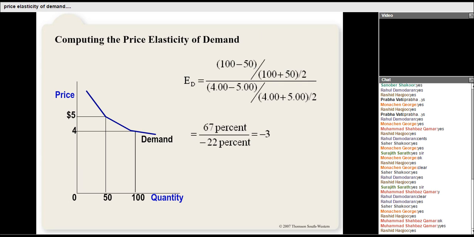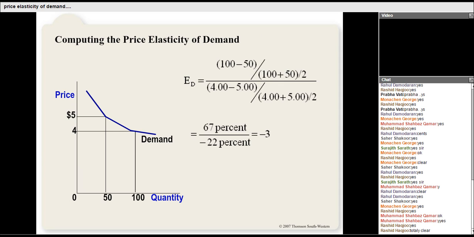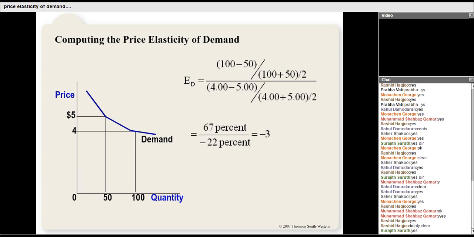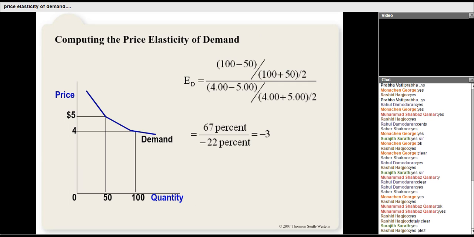Any problem in the calculation? They have used the midpoint formula. You can use the normal percentage formula as well. That's not a problem. Can I move forward, right? Okay.